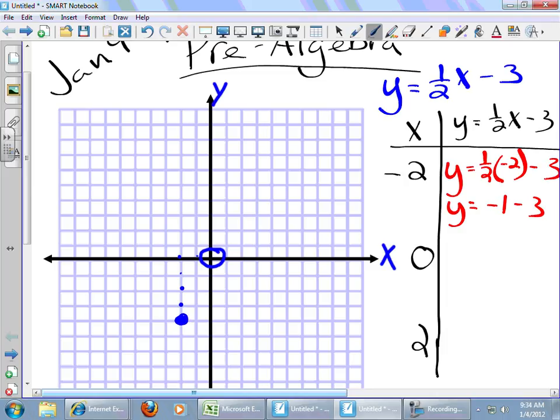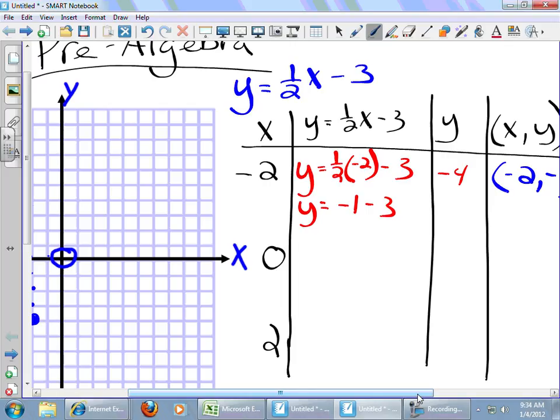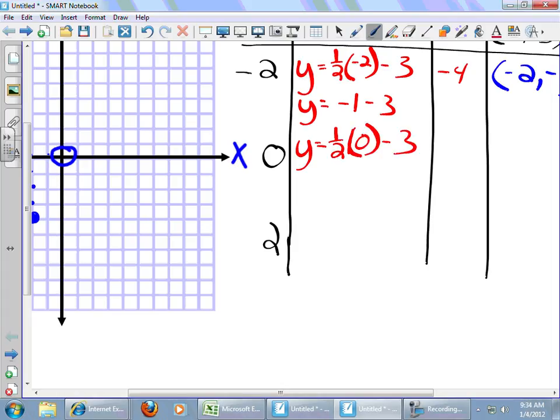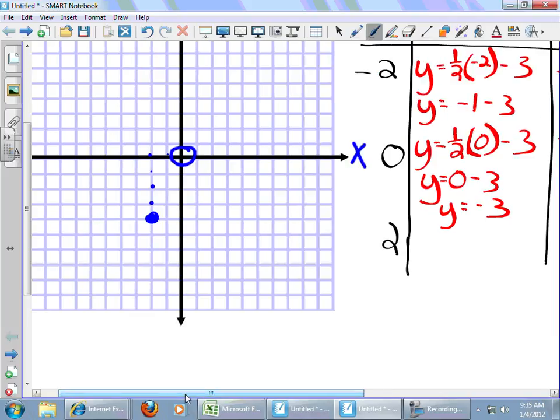Okay, coming back to my table, I've got to do 0 now. So y equals 1/2 times 0 minus 3. Well, 1/2 times 0 is 0, so this becomes 0 minus 3, which is -3. So this point occurs at 0, -3. I go 0 left to right, and I go 3 down. 1, 2, 3. Yeah, I like that.